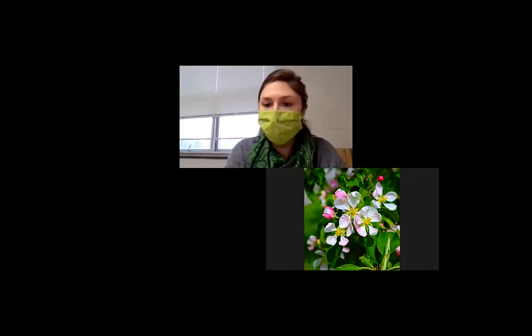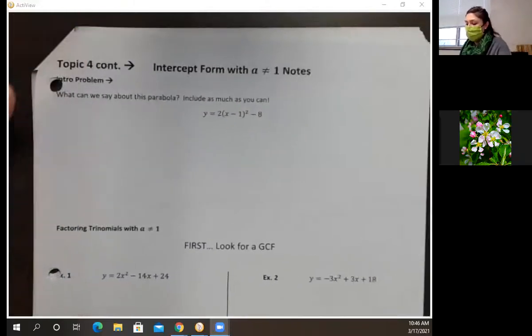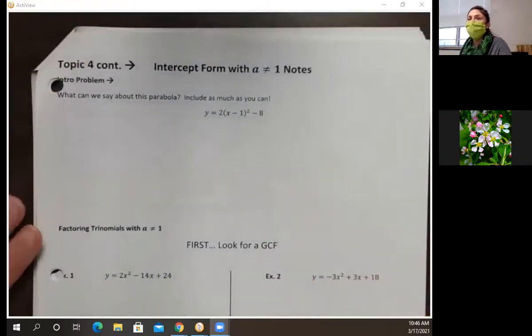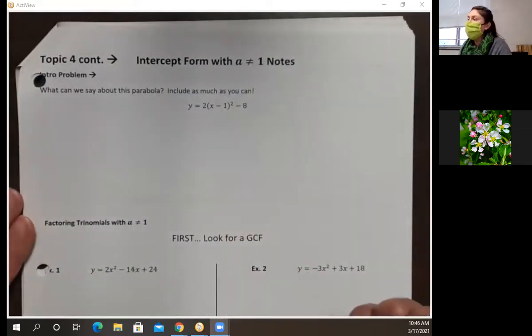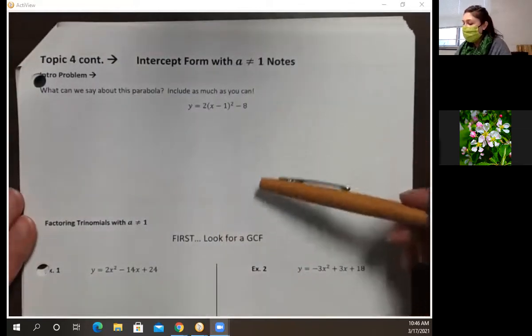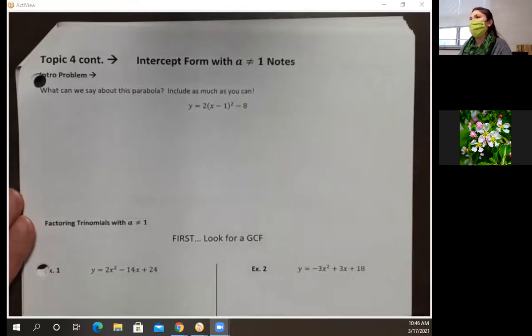So on page 21, again, we're going to continue talking about factoring, but I want to start with a sort of warm-up intro problem here. I've given you a quadratic function in vertex form. I want you to take a minute and jot down everything that you can tell me about this function. Anything that you can tell me about what the graph would look like for this function.